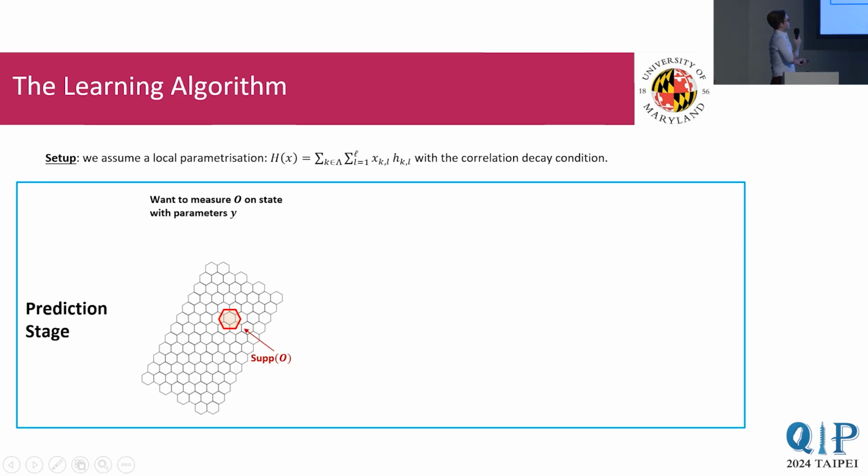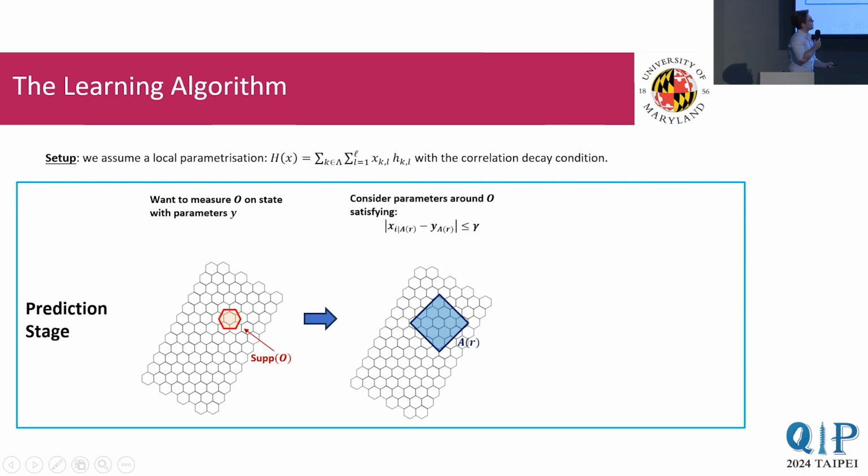We now want to use this to make predictions. So at this point, I give you the local observable I want you to find an estimate of, and I give you the point in parameter space, or the Hamiltonian, that I want you to predict Gibbs properties of. So I give you this, let's say, local observable O at this point in the lattice. And what you're going to do is draw a region around the support of this local observable. And the size of the region depends on the decay of correlations and other properties.